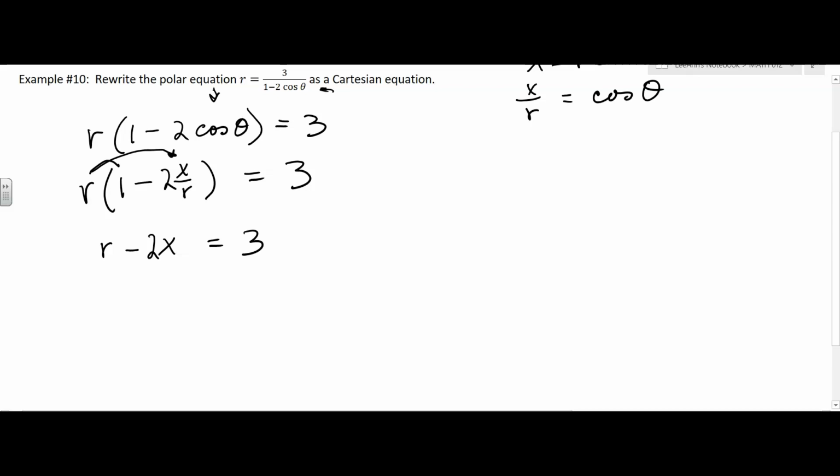The r, though, is a little bit of a problem. Now, you might be saying, well, we know some things about r. We know r squared is equal to x squared plus y squared. That's true. We don't have an r squared, but we could create that. So what we're going to do is put the 2x on the other side, and then we're going to square both sides.